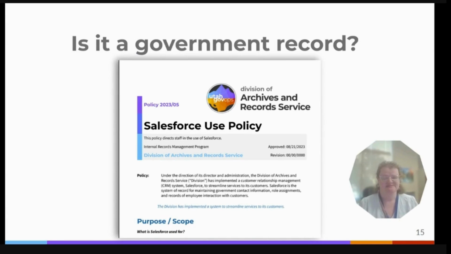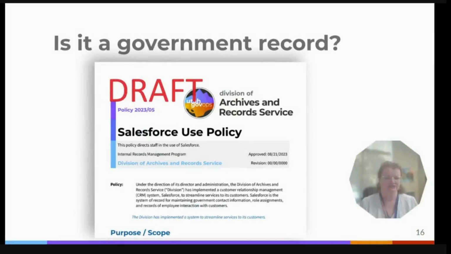Next, we have the Salesforce use policy, and this is considered a record because policies are government records. And this is a trickier one, a draft of the Salesforce use policy. Draft versions of policies and other records still in the draft stage are not considered records unless you have begun to publicly disperse the policies and expect people to act on its contents. Then it loses its draft status and becomes a record.